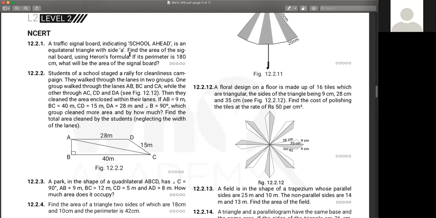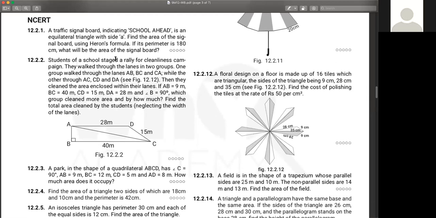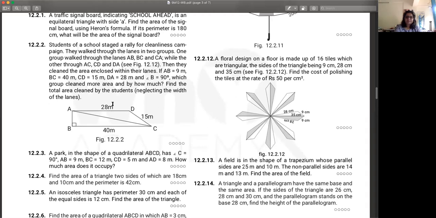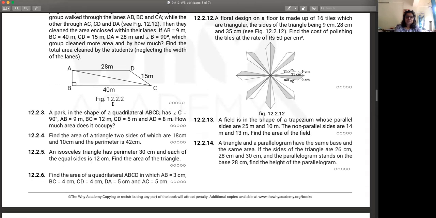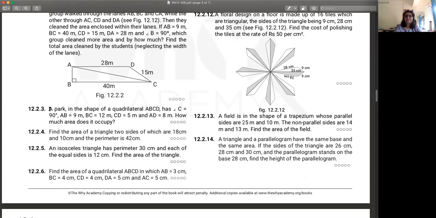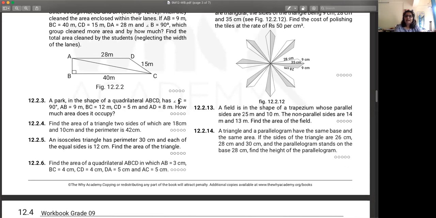Yes, ma'am. Okay, cool. Let's do 12.2.3. There's a park in the shape of quadrilateral ABCD with angle C equal to 90 degrees, AB equal to 9, BC equal to 12, CD equal to 5 meters, and AD equal to 8 meters. How much area does it occupy? Can you do this?